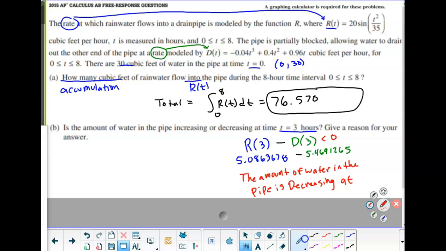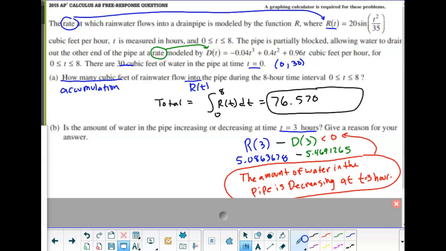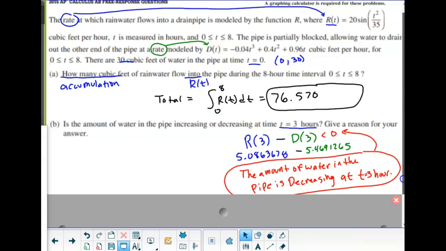So therefore, now it's pretty important to answer this thoroughly. The amount of water in the pipe is decreasing at t equals 3 hours. You don't have to say why, because you just did. The rate going in minus the rate going out at 3 is less than 0, so it's negative. Therefore, it's decreasing. And then you should always indicate at what time. So it's important to put the emphasis on the 3.